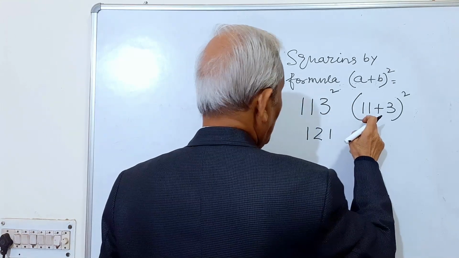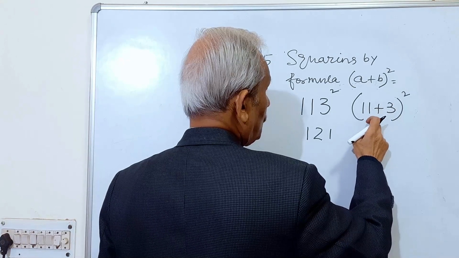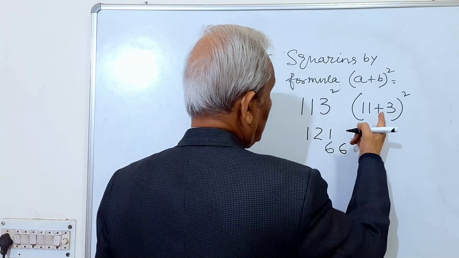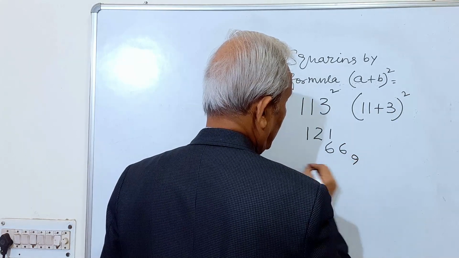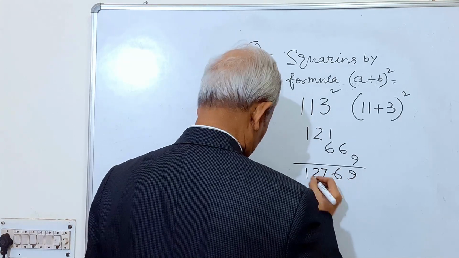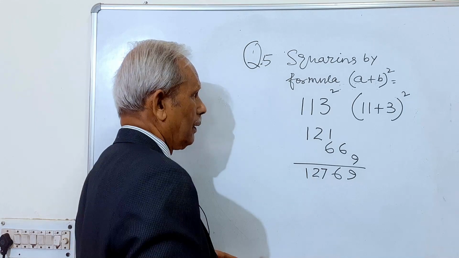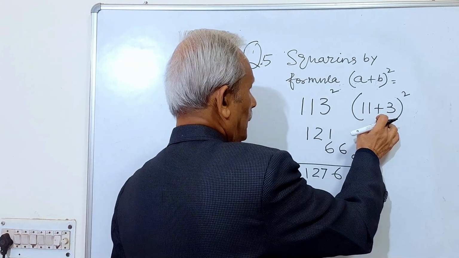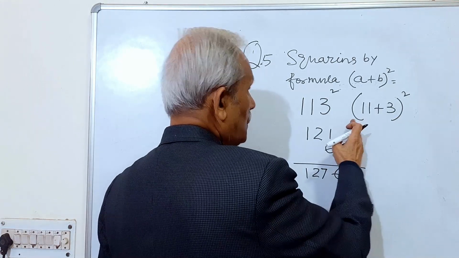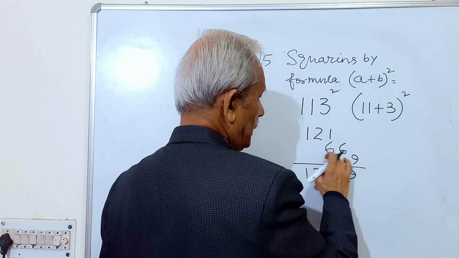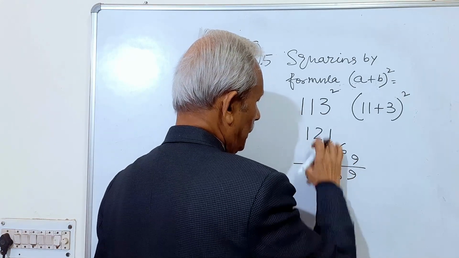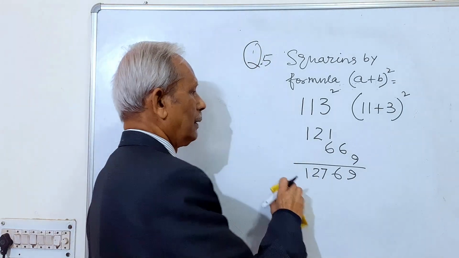So the next is 2 into 11, 22 into 3 is 66, shifted by one digit 66, and then 3 square 9, shift by one digit, 9 here. Just write down 9, 6, 7, 2, 1: 12769. Are you getting my point? 11 here plus 3. 11 square is 121. 2 into 11, 22 into 3, 66. Shift by 1 zero, one digit. 3 square 9, shift by one digit, 9 here, 6 here, 7 here, 2, 1. So 12769 is the answer. Quite simple.